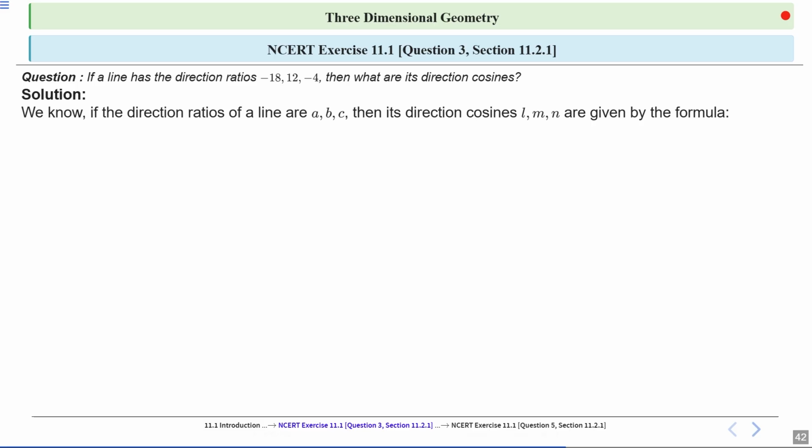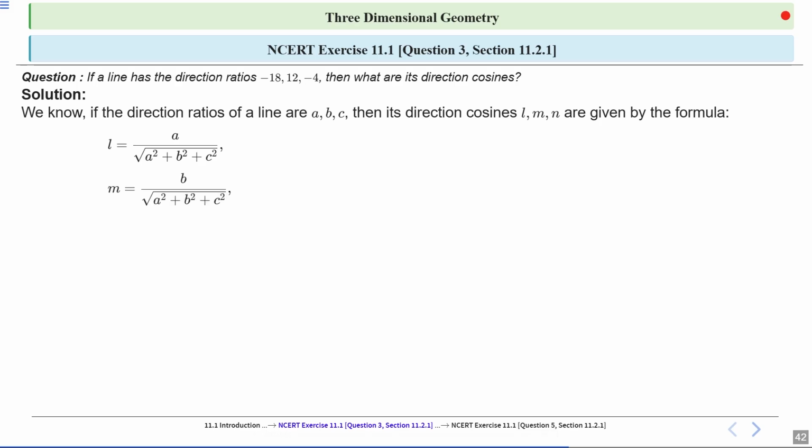To solve this, let's recall the relationship between direction ratios and direction cosines. If a line has direction ratios a, b and c, then its direction cosines l, m and n are calculated using a specific formula. The formula is l equals a divided by square root of a square plus b square plus c square. Here, a is the direction ratio along the x-axis and the denominator is the square root of the sum of the squares of all the three direction ratios.